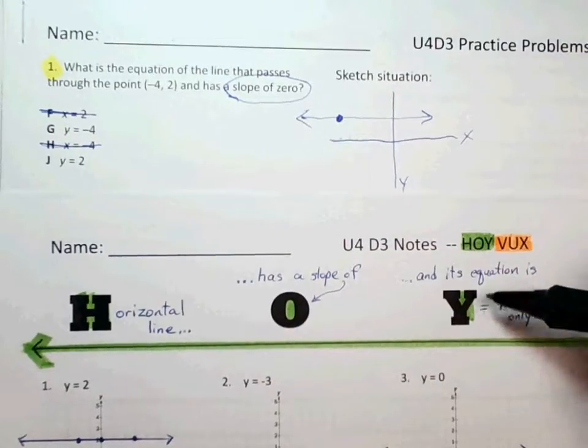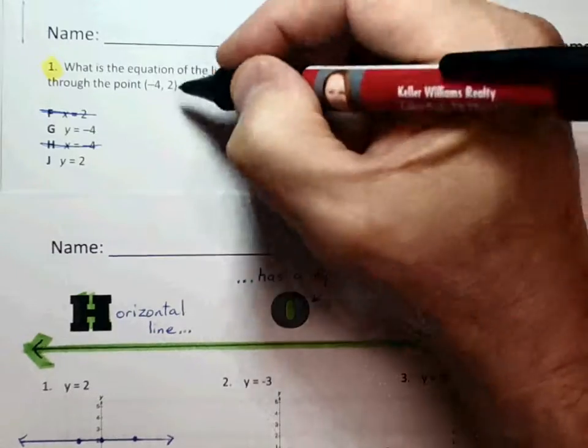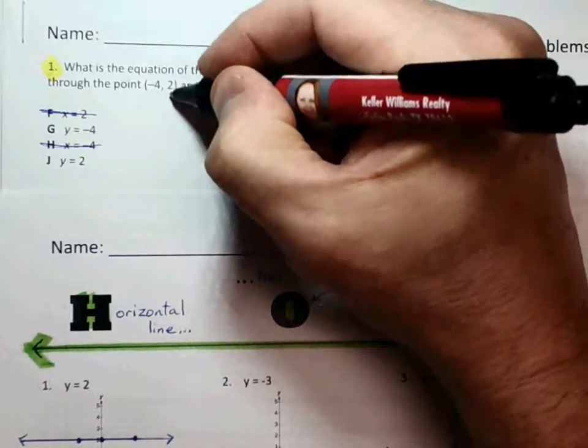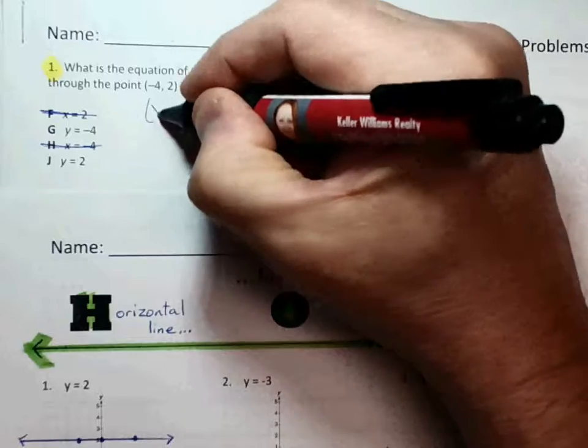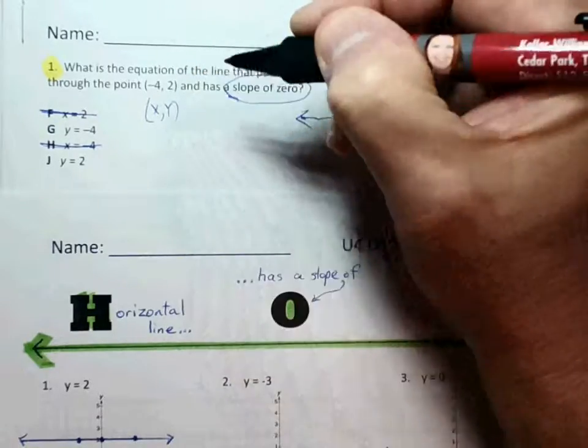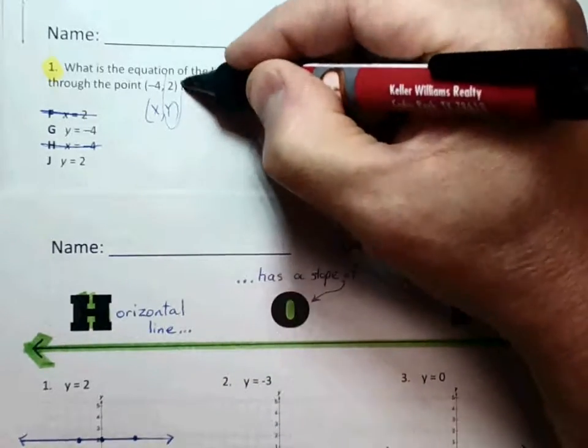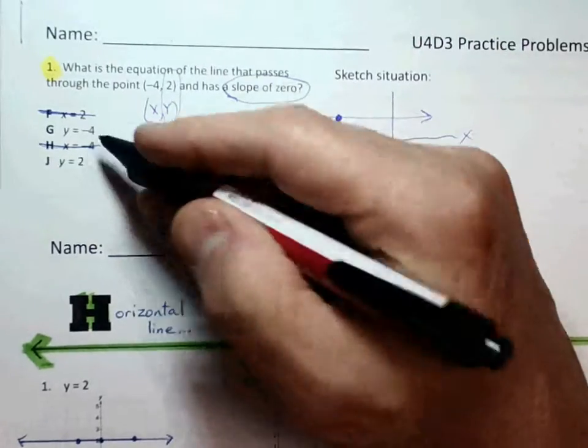Well, remember, look at HOY. I need the y. Out of these two ordered pairs, which one is the y? Remember, ordered pairs are x, y. And you'll notice that the y is 2. Let's pick J.